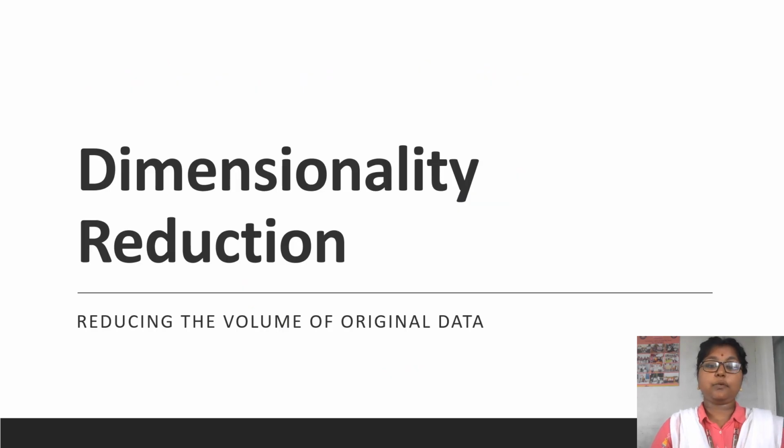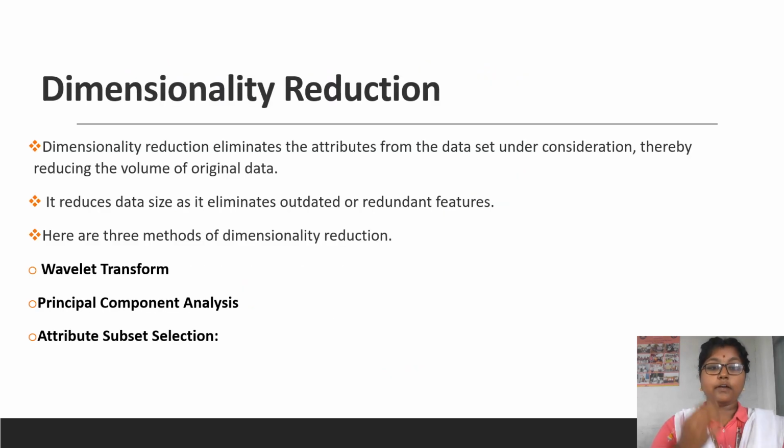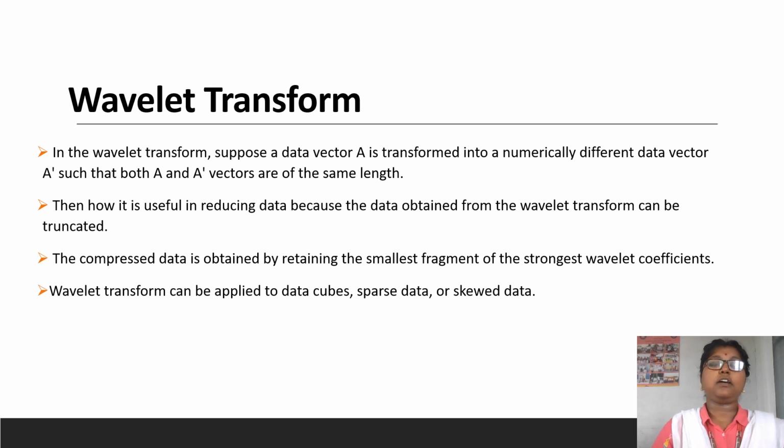First one is the dimensionality reduction. Dimensionality reduction eliminates the attributes from the dataset under consideration, thereby reducing the volume of the original data. It reduces the data size as it eliminates outdated or redundant features. Here, we have 3 methods in dimensionality reduction: wavelet transform, principal component analysis, and attribute subset selection. The first one in dimensionality reduction is wavelet transform.